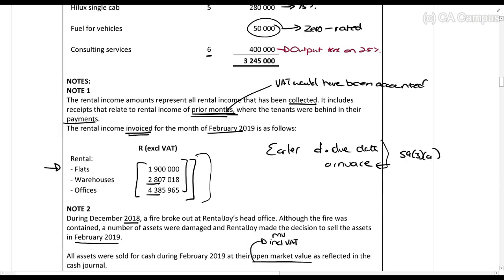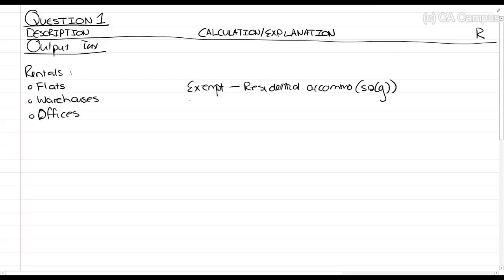Right, then we have the warehouses and the offices. These are amounts excluding VAT, important. So 2807018. It's an amount excluding VAT, so the VAT is 15%. Do we say times 75%? No, remember, VAT is always at 100%, except for indemnity awards and fringe benefits. And the logic behind this is very logical. When I invoice you for using my warehouse, I'm only invoicing you for using a commercial thing, so it's 100% commercial. That is the reason for it.